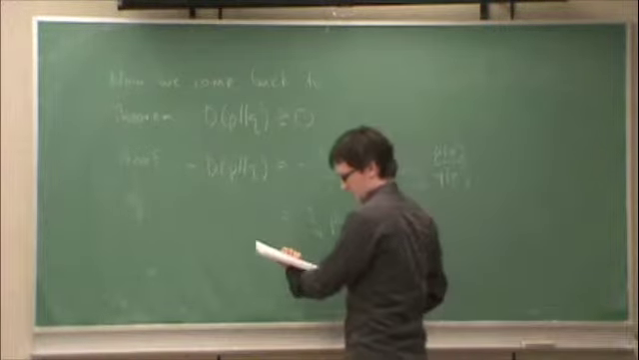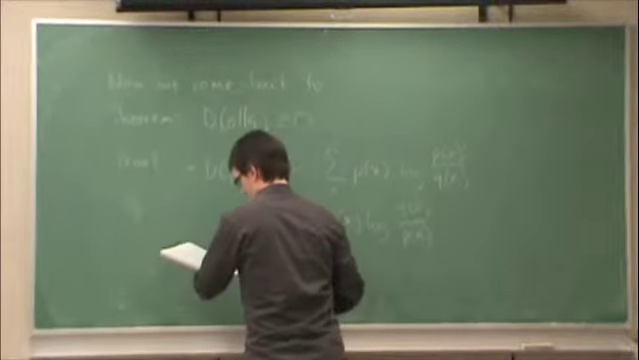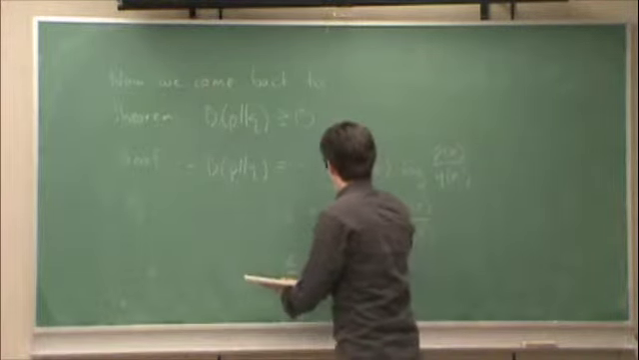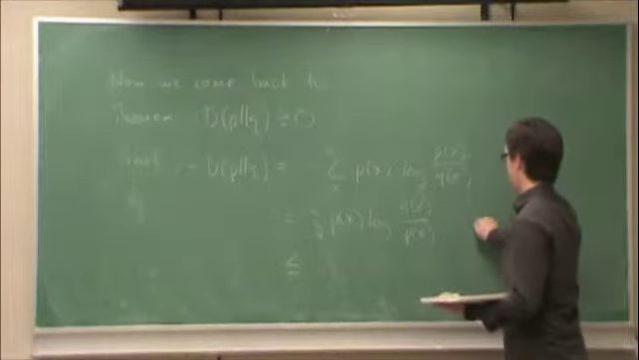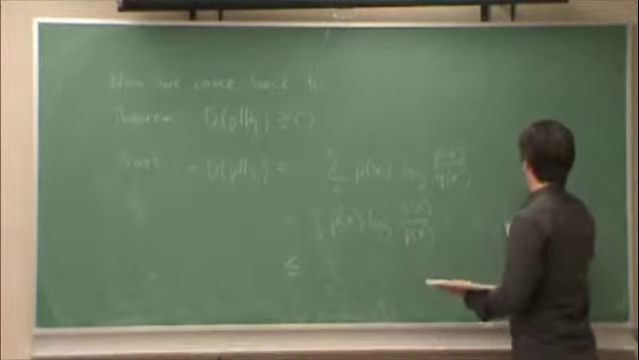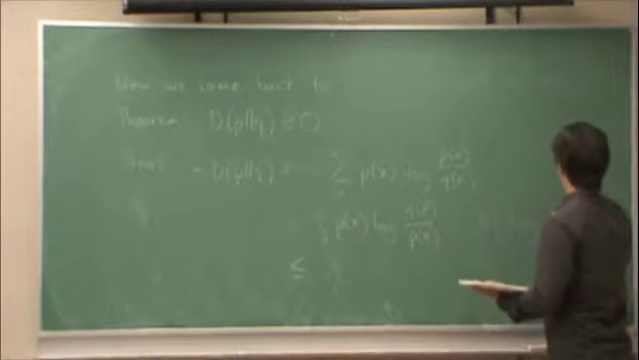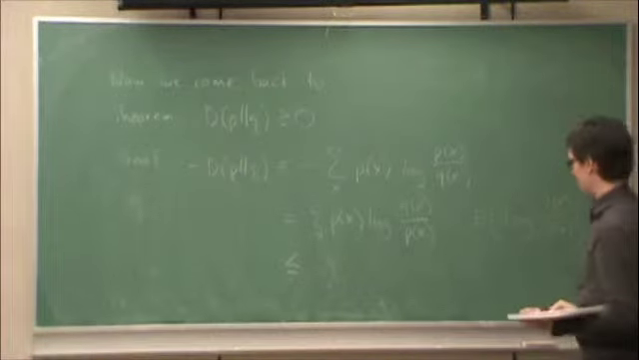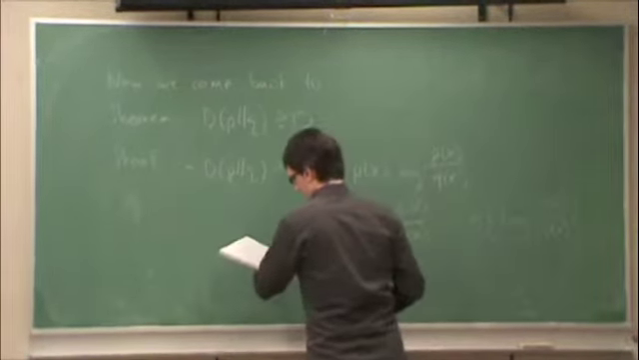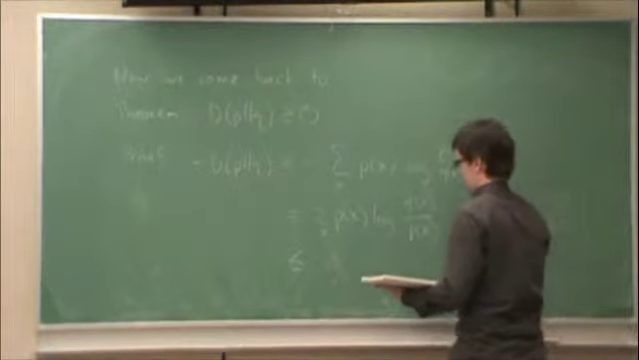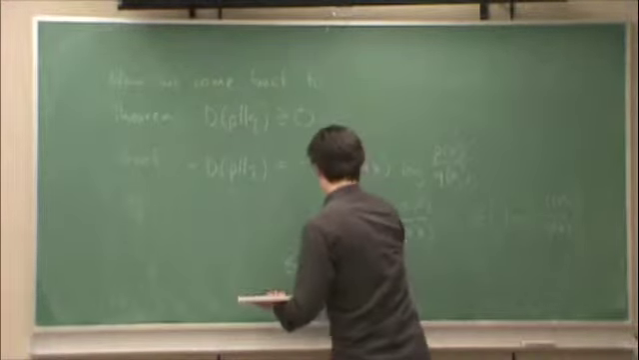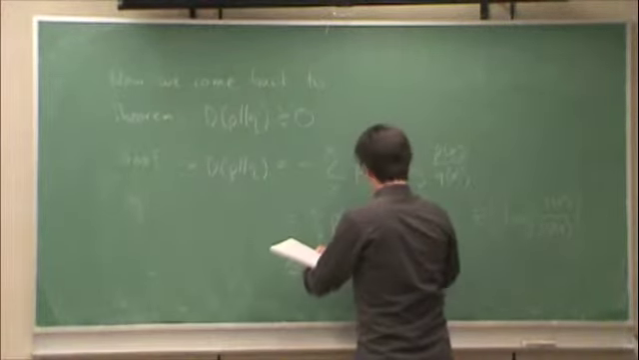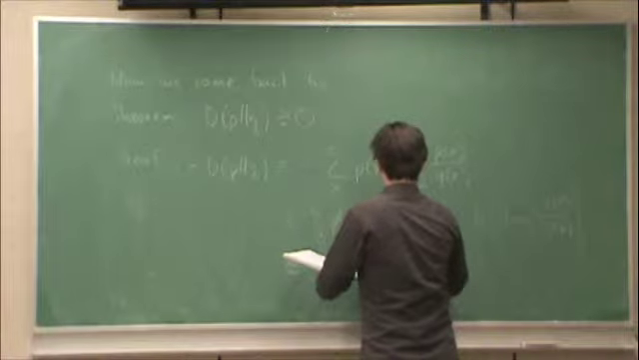Because log is concave, this is now less than or equal to log, excuse me, this can be interpreted as the expected value of log q of x over p of x. Since log is concave, I can take the expectation inside the log and apply this, and I say log expected value of q of x over p of x.